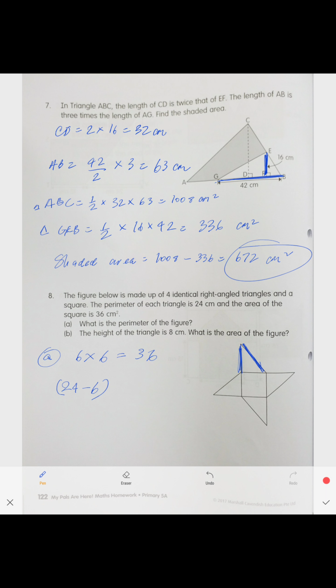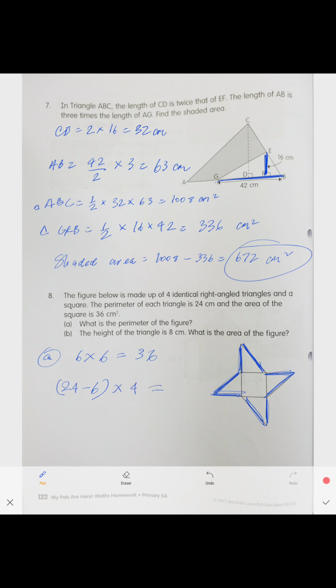It's gonna be 18, but you need 4 of them. 1, 2, 3, and 4. Yeah, so you multiply it 4 times. All right, this is how you find your perimeter. The perimeter is 72 centimeters.